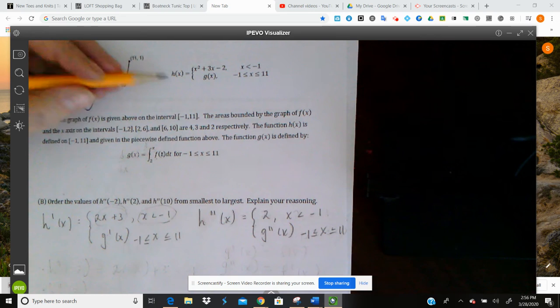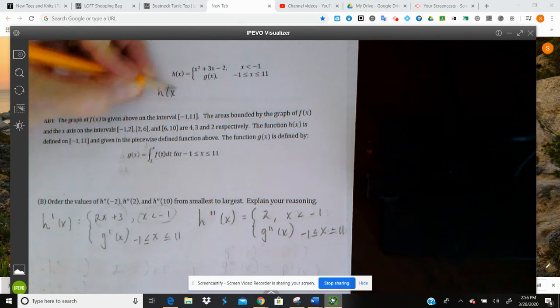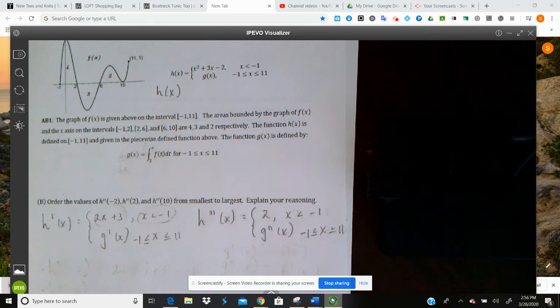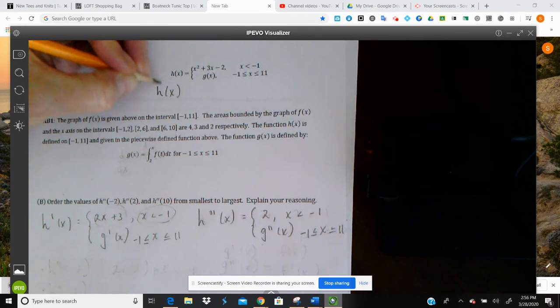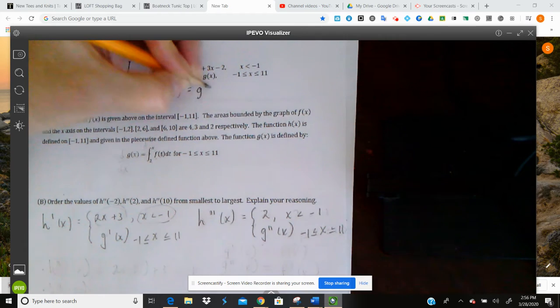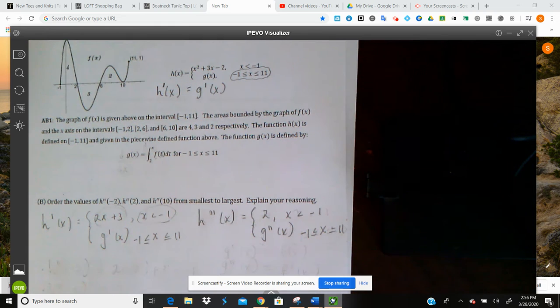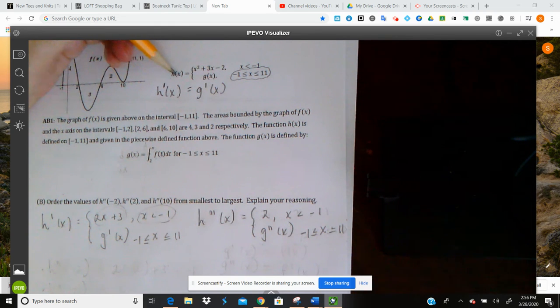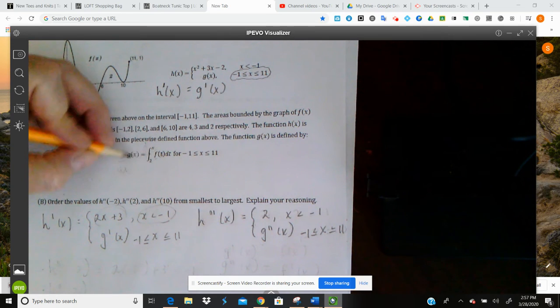So for instance, here we've got h of x. Now, h of x is obviously h of x, okay? But if we take the derivative of h of x, that's going to equal the derivative of g of x for this portion of the domain values. Okay, so h prime of x is going to equal g prime of x.